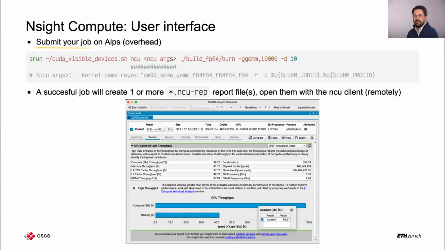So one way to focus on what you want is to use NSYS to find which kernel is taking most of the time, and then to run NCU with the kernel name flag, and to focus, and then to collect data only for that kernel. And then you can also add more flags to be more flexible.